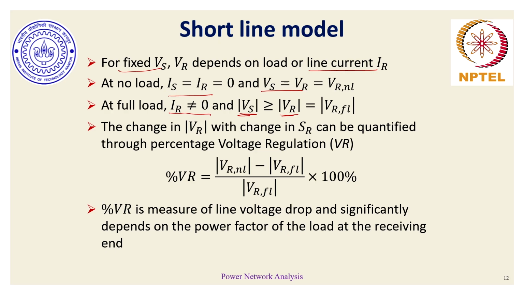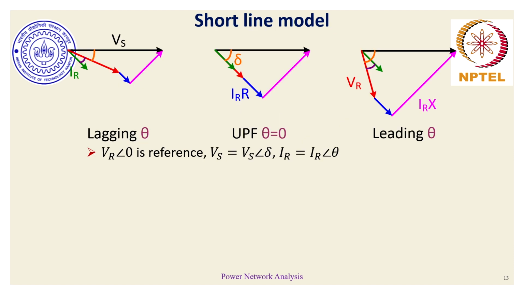Since the voltages are changing as per the loading condition, we can also define the percentage voltage regulation, similar to the percentage voltage regulation defined for conventional transformers and generators. The percentage voltage regulation is nothing but a measure of line voltage drop from no load condition to full load condition. And this percentage voltage regulation would depend very significantly on what type of load is connected, specifically what type of power factor the load has, whether it is a leading load or a lagging load. That would dictate whether the percentage voltage regulation is positive or negative.